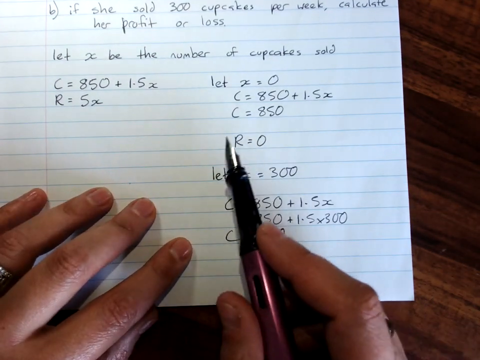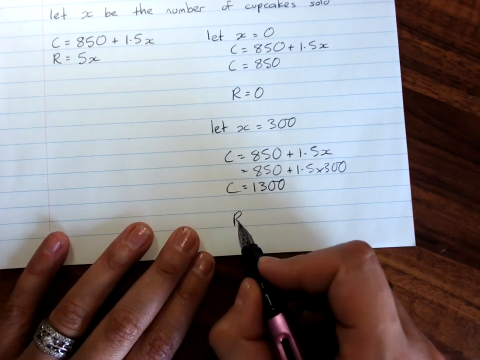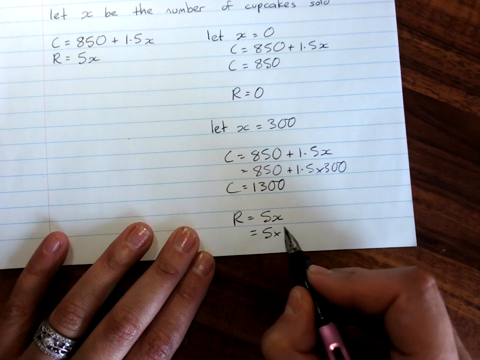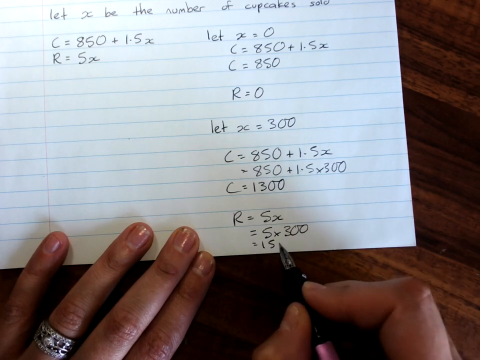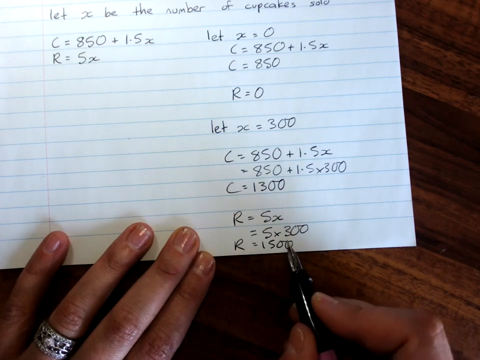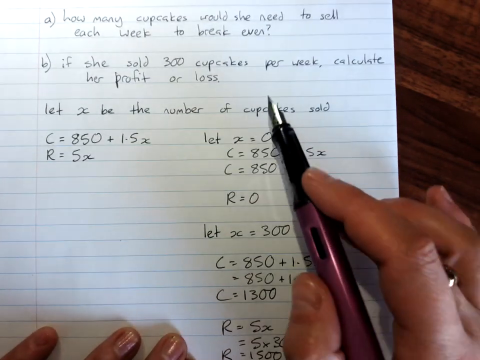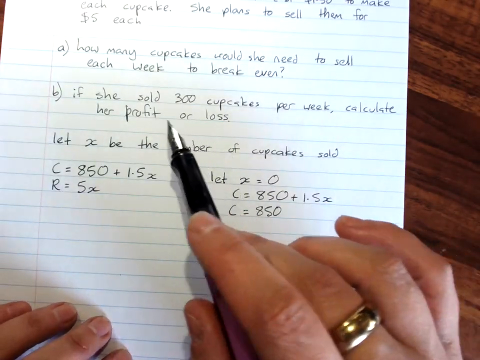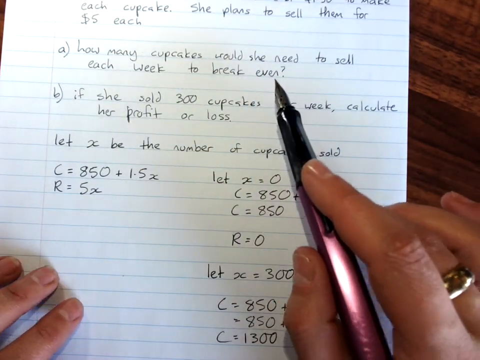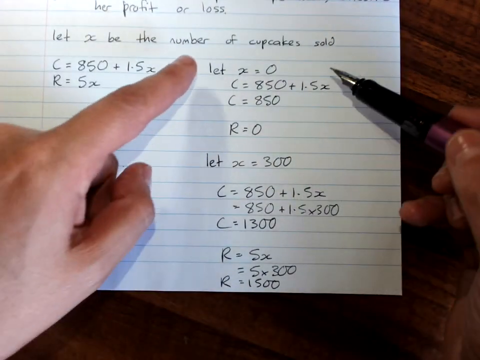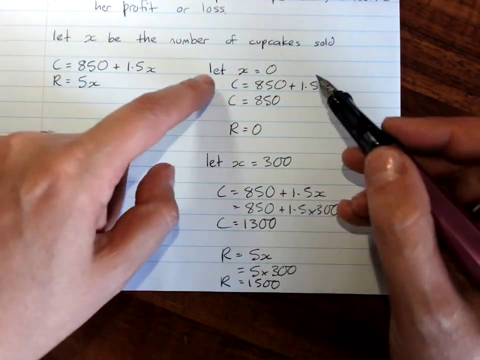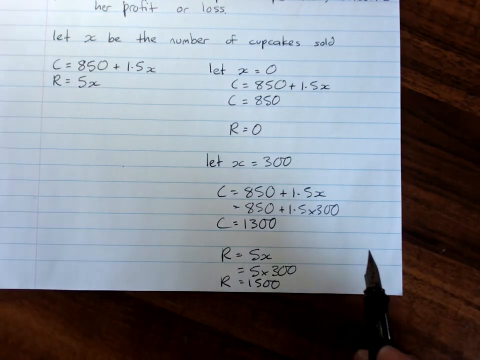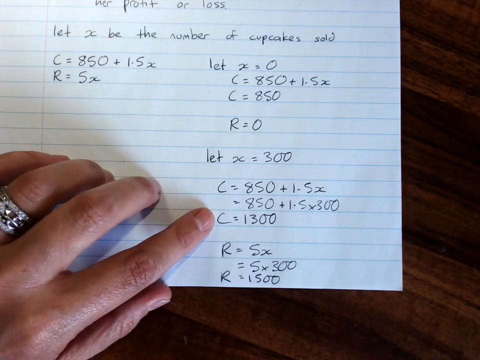We need to work it out for the revenue as well. Revenue is 5x, which is 5 times 300, which is 1,500. So, later when we come to answer this question, we've now got cost and revenue and we'll be able to find the profit. But for now, we want to be doing the break-even analysis by graphing. So all of this was just to find 2 points for each line so that we can graph them. And these are nice, easy points to graph.